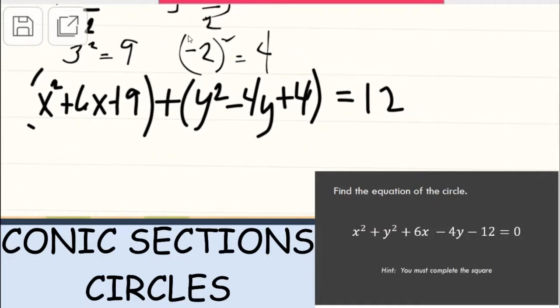So, since nagdagdag tayo ng 9 at 4, so dapat sa kabila din, maglagay tayo ng 9. So, plus 9 plus 4. So, ganun lagi yung rules. Pag nagdagdag tayo dito sa kabila, so dapat kailangan magdagdag din tayo sa kabila ng equal sign. So, solve natin. So, magiging 25. 12 plus 9 plus 4 is 25.